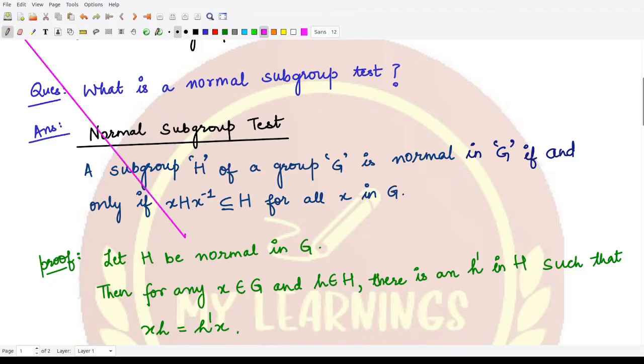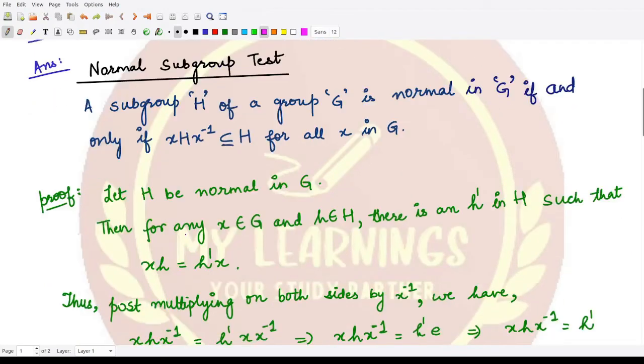For the proof, we first of all assume that H is a normal subgroup in G. Then we know that its left coset, suppose we take some element x in G, taking it as the coset representative, is equal to the right coset. So that means if we take some small h from this capital H and some small h dash from this capital H subgroup, then xh would be equal to h dash x, right? So this is the thing.